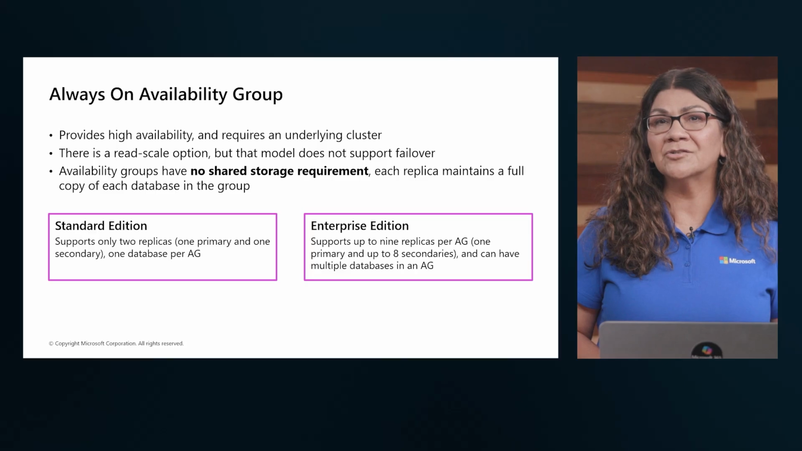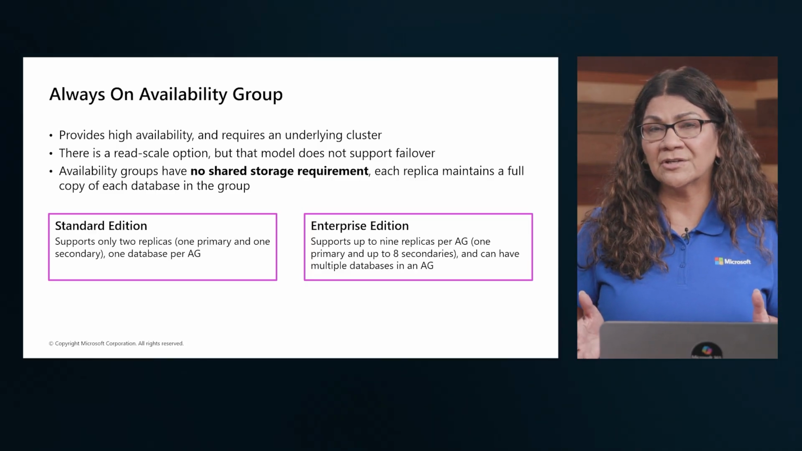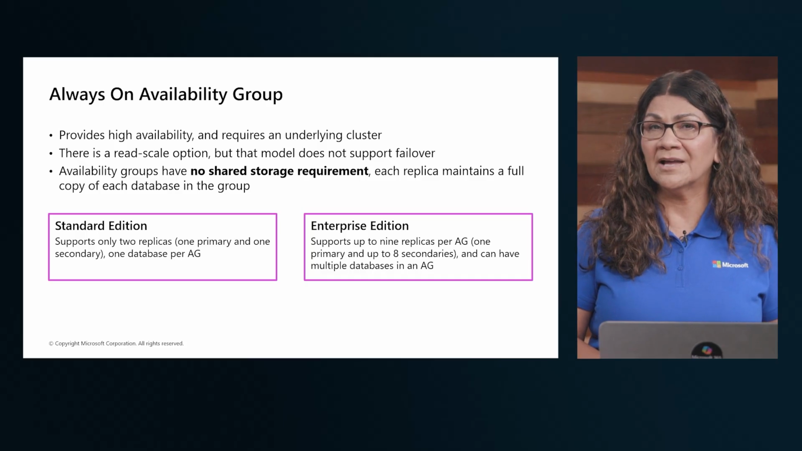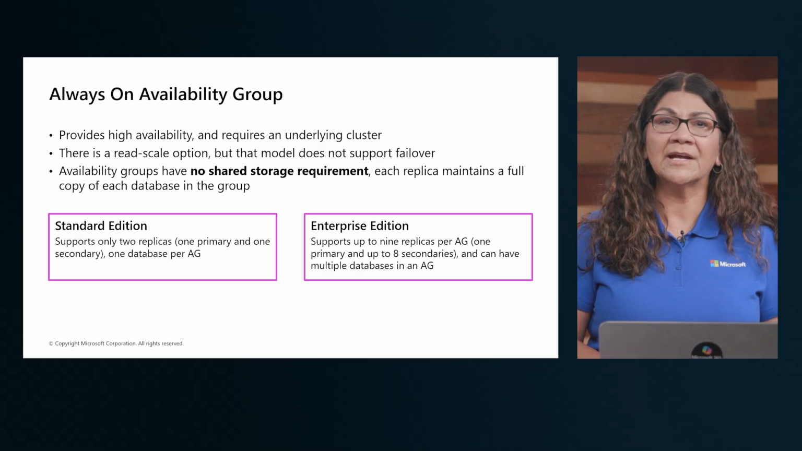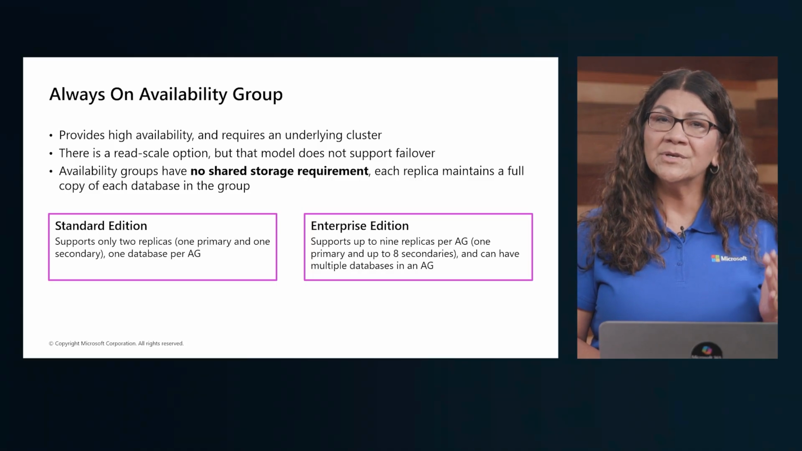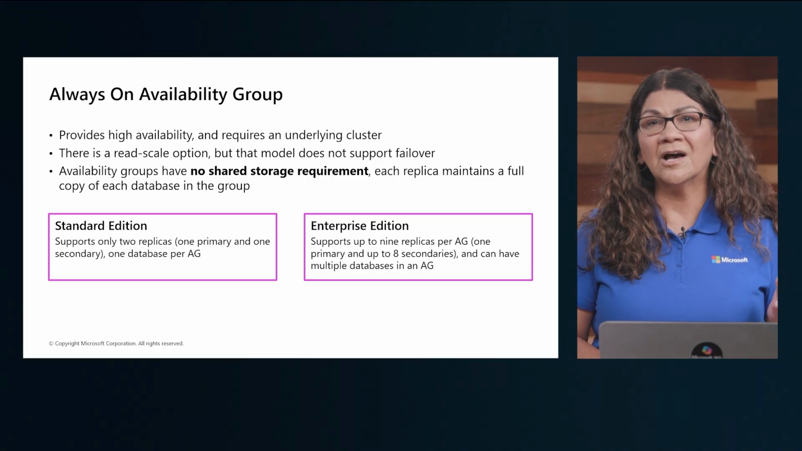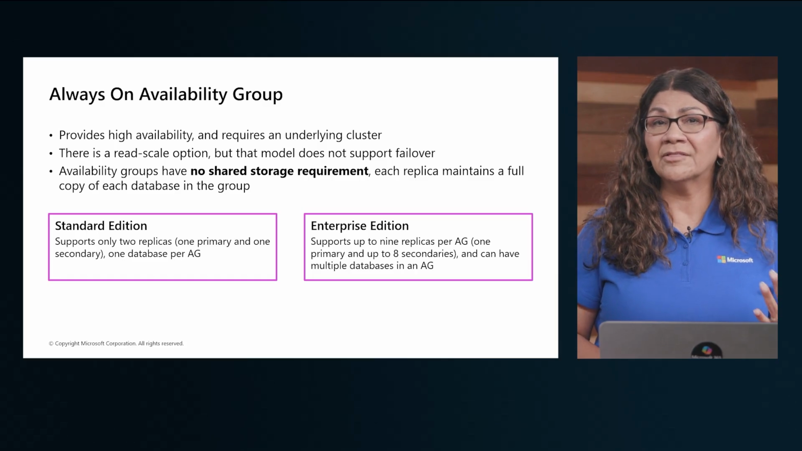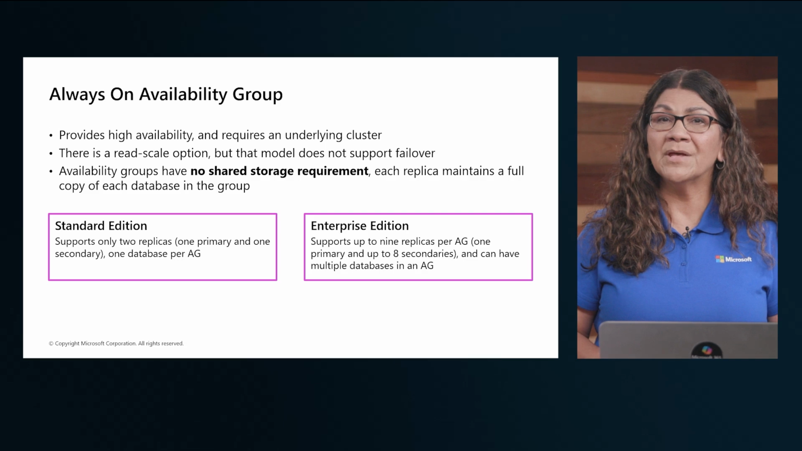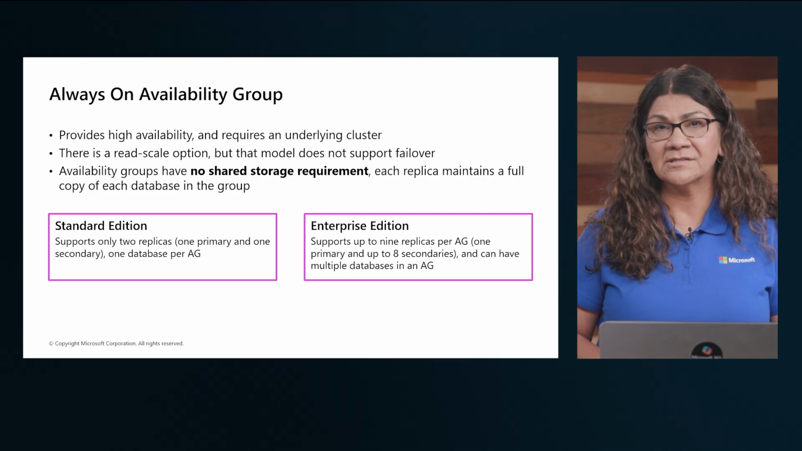AGs require an underlying cluster and offer a read scale option for offloading read workloads without failover support. Benefits include high availability, disaster recovery, and performance optimization. Use cases include mission-critical systems like online banking or healthcare applications that demand continuous availability with minimal data loss across regions.